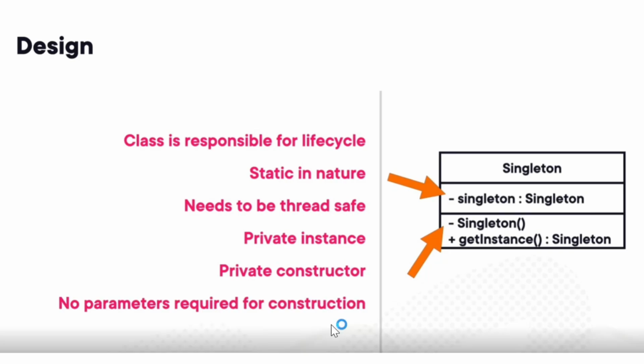So here we can see we create a constructor without any parameters, and there will be only one public getInstance method that we will create, which will return an instance of the singleton pattern. So at any point in time we have a single object for a class.